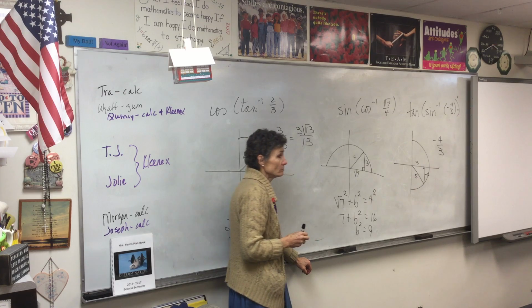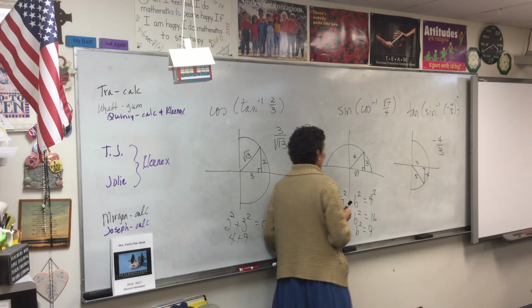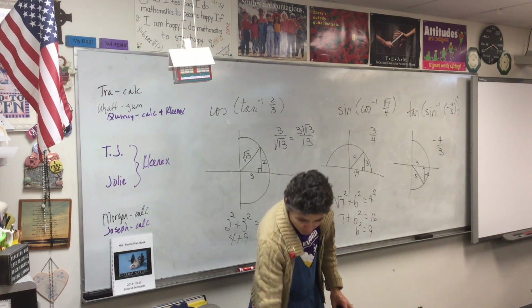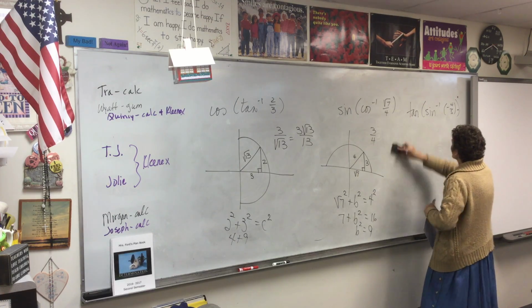What do I want to know? Oh, that's nice. What's the sine? Opposite over hypotenuse, which would just be 3 over 4. One more.